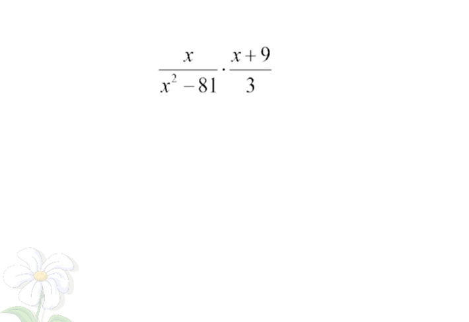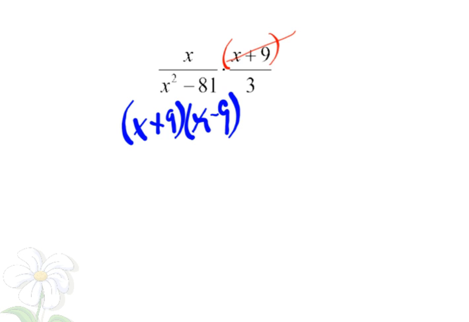Okay, in this example, we haven't factored yet. So we know our monomials we're going to leave alone, but we have x squared minus 81, and that's a difference of perfect squares. So that factors to x plus 9 and x minus 9. And then we're going to look for things that cancel. So we have an x plus 9 on the top. That's going to cancel with our x plus 9 on the bottom.